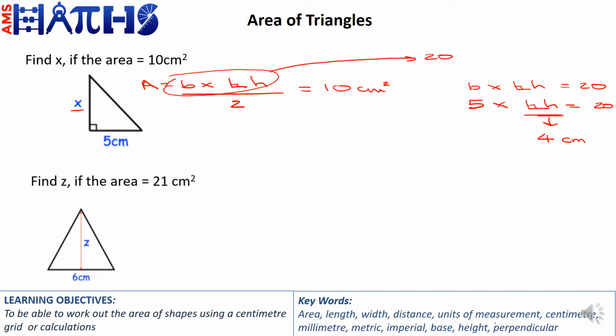Now here is another question similar to the first one, and I'd like you to pause the video, try to find out the height z of this triangle, then unpause and check if you got your answer correct.